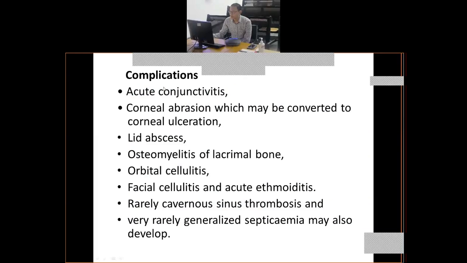Now complications: acute conjunctivitis, corneal abrasion, lid abscess, osteomyelitis, orbital cellulitis, facial cellulitis.